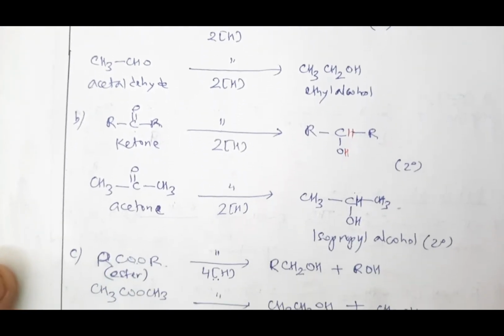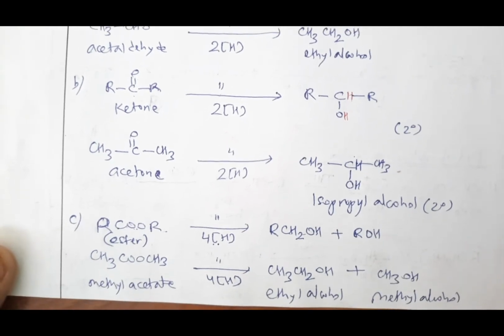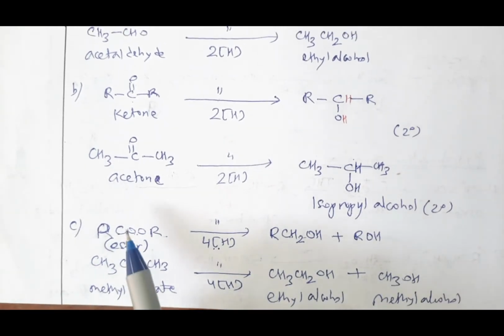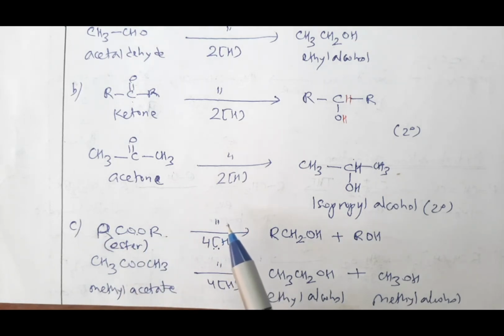First we'll see ester, then we'll see carboxylic acid. Now you can see COOR is called ester. This is another R. It can be methyl, ethyl. This can also be methyl, ethyl. So this COOR is called ester. If I use the same reducing agent, hydrogen plus nickel, sodium plus ethyl alcohol, or lithium aluminum hydride, this time it will produce 4 nascent hydrogen instead of 2. So out of 4 nascent hydrogen, now how to break this?